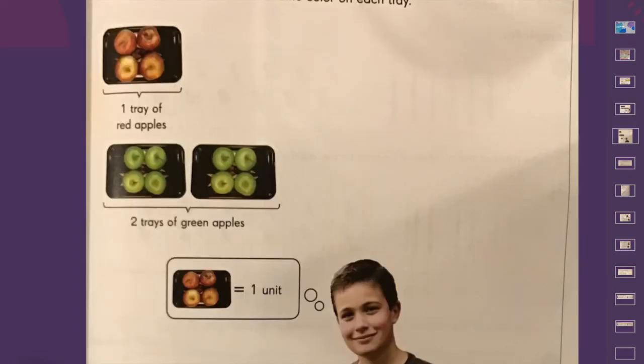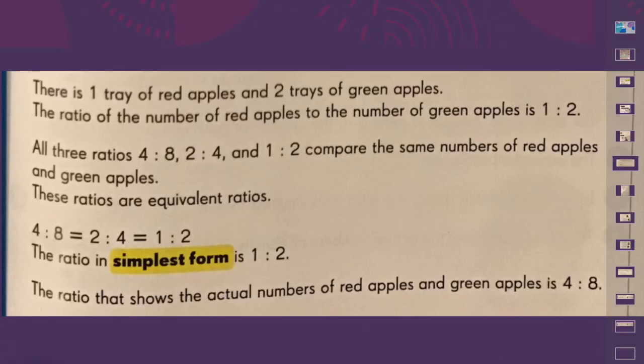Now he still has our 4 red apples, and we still have the 8 green apples, but this time he's packaging them in groups of 4. And so he has 1 tray of red apples, and he has 2 trays of green apples. And again, each tray is considered 1 unit.